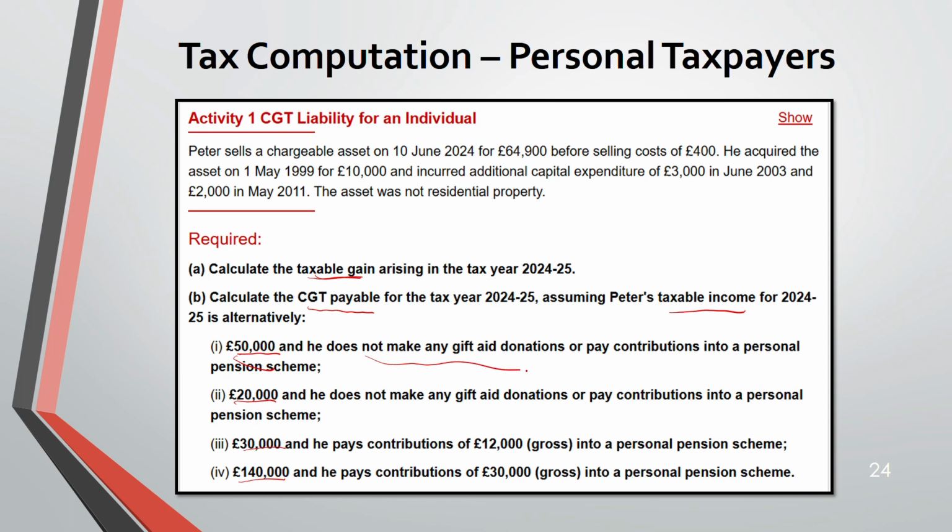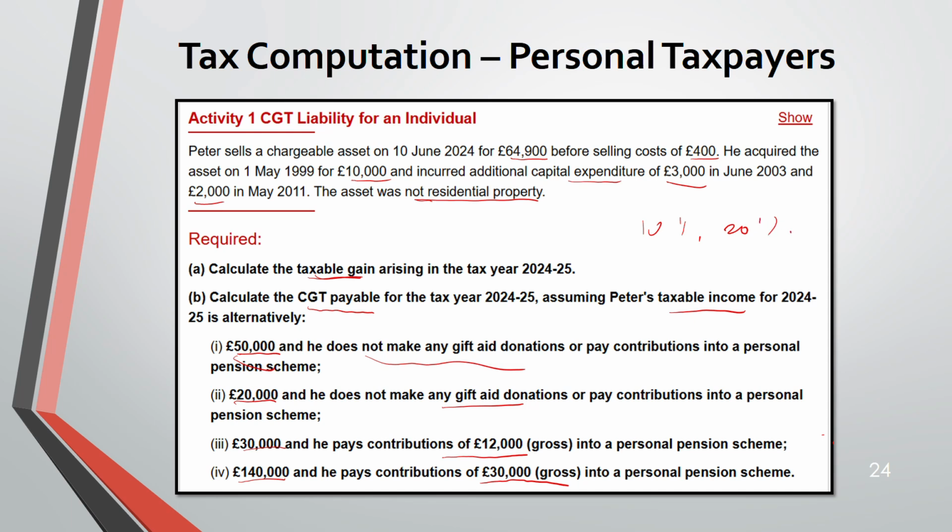And here he does not make any gift aid donations. But in the third and the fourth, he pays pension contribution of 12,000 gross and pension contribution of 30,000 gross. Why did they give you this? To extend your basic rate band. And here they are selling the chargeable asset for 64,900, with selling cost of 400. He acquired the asset for 10,000, with capital expenditure of 3,000 and 2,000. The asset was not residential property. So what rate will apply? 10 or 20%.